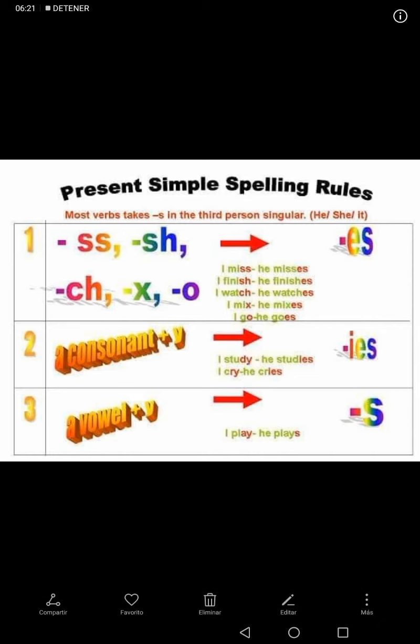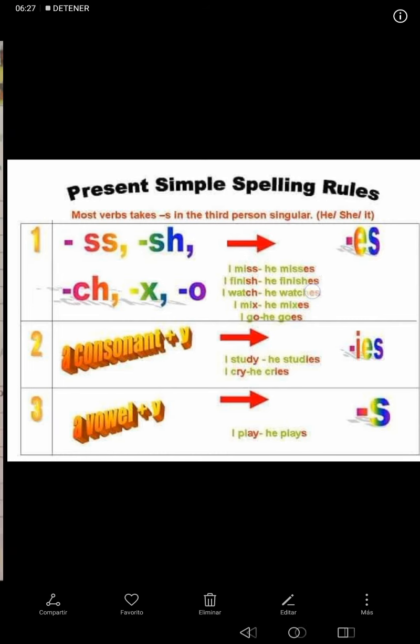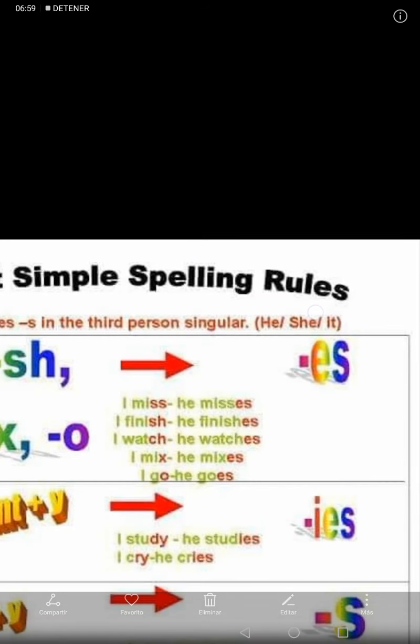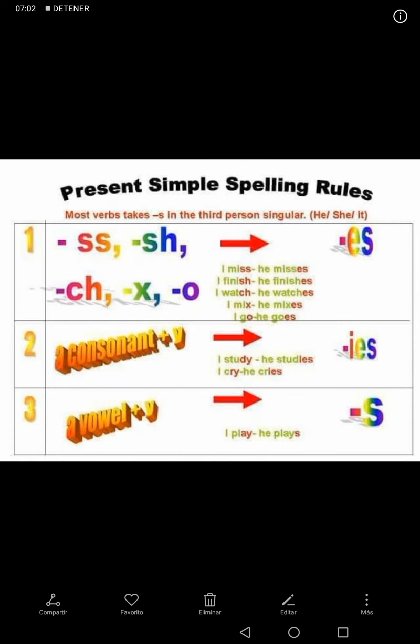So he finishes. Watch finished with CH. So now we need to say watches with ES at the end. Then we have mix. Mix ends with the letter X, so we need to say mixes with ES at the end. And finally, we have I go. Go ends with the letter O, so you need to say he goes with the ES at the end. So this is the first rule. Remember, we have SS, CH, SH, X, or O. We have to add ES with third person singular. He, she, it.